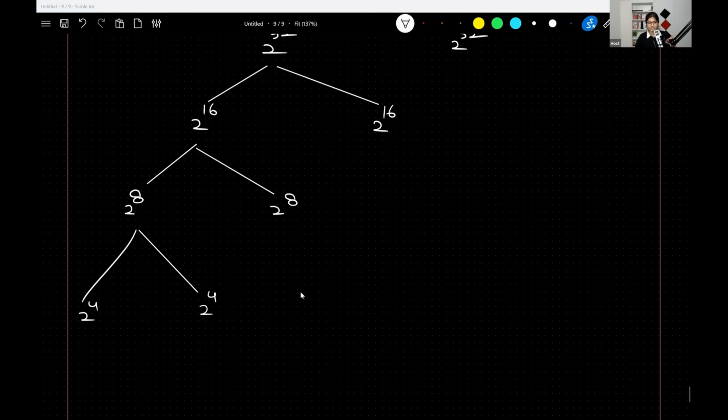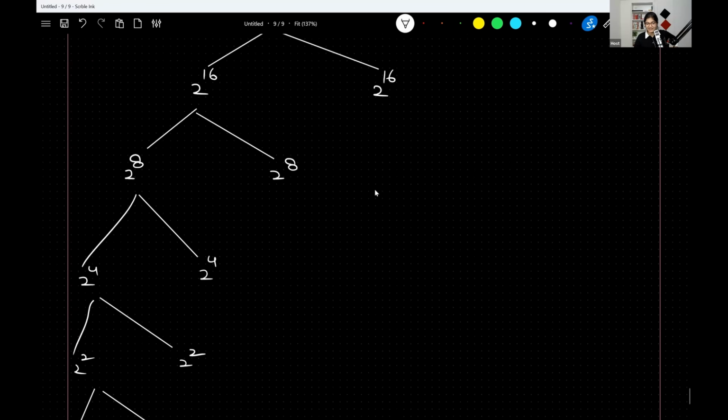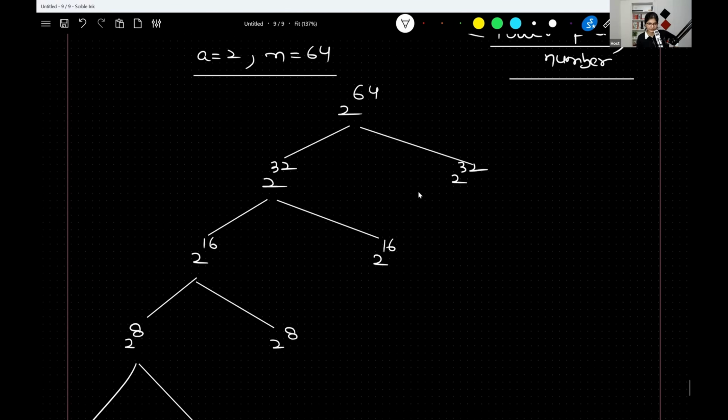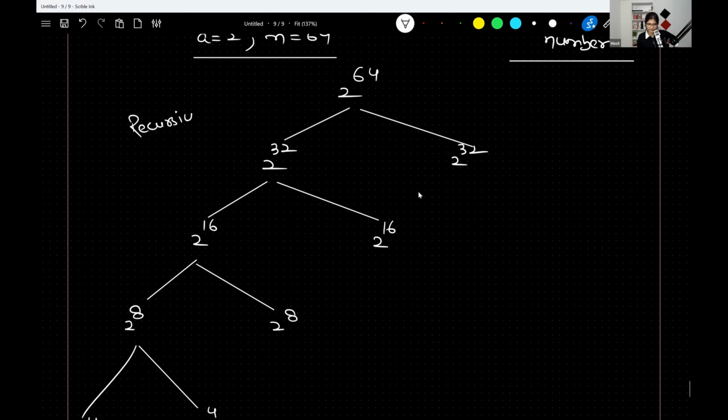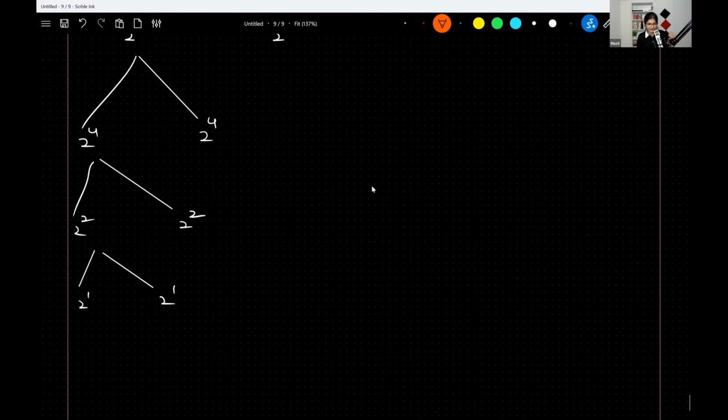After that, let's move ahead. 2 ki power 4 will become 2 ki power 2, 2 ki power 2. It will be 2 ki power 1, 2 ki power 1. I think we can stop here itself, because again, it's also a base case condition. When the value of N is 1, directly return the answer as A. That's it. So basically what we have done is, this is a recursive tree that we have. In this recursive tree, we have divided our data of N by 2, by 2, by 2, until we reach a base case condition. And here we can return our answer directly as 2, which is the value of A.